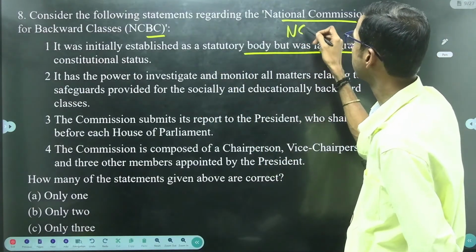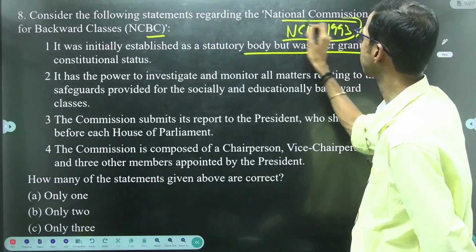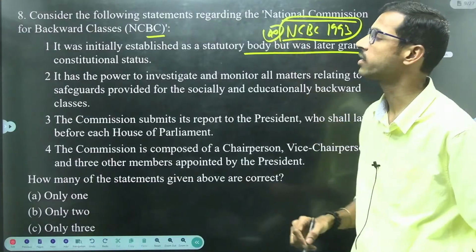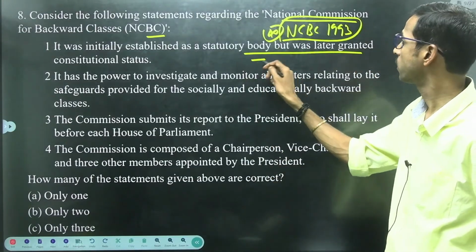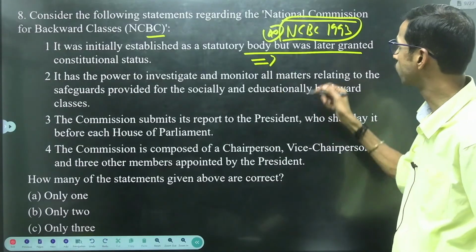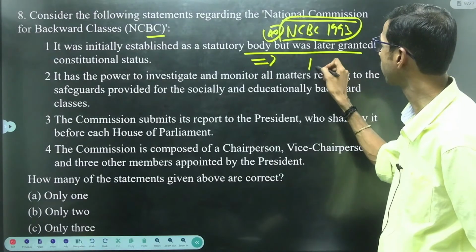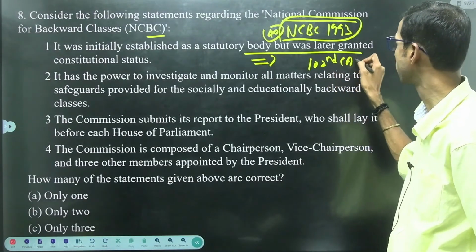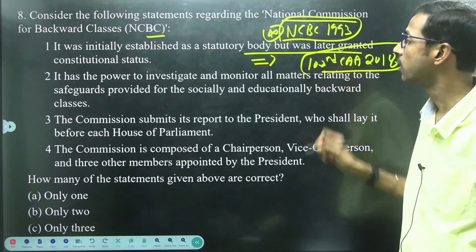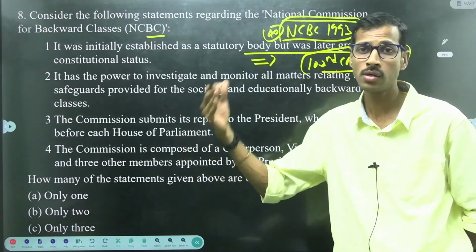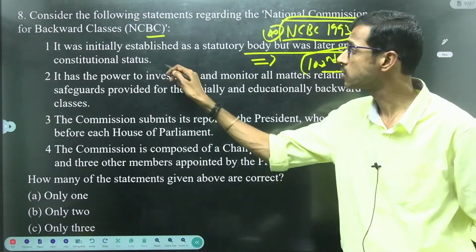National Commission for Backward Classes Act 1993. From this act only it was created as a statutory body, right? But later on it was granted constitutional status. From which act here? We have the 102nd Constitutional Amendment Act 2018, right? So it was given constitutional status to the National Commission for Backward Classes. So this statement is correct.